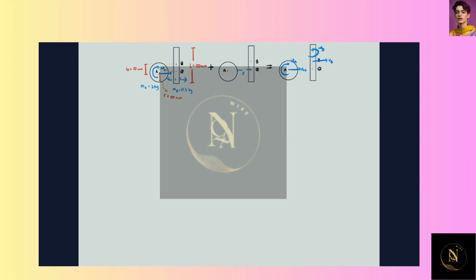So let's start first with some conversions. For the length, L is given as 100 millimeters. Multiplying that by the conversion factor, 1 millimeter is 10 raised to negative 3 meter, so this is equal to 0.100 meter. And then r is given as 40 millimeters. Multiplying by the same conversion factor, this is equal to 0.040 meter.